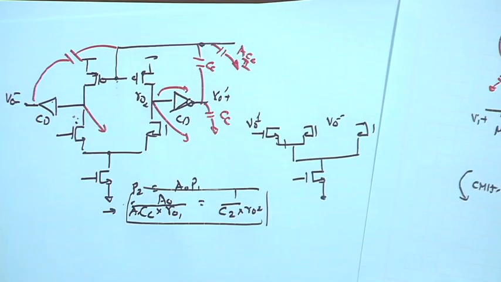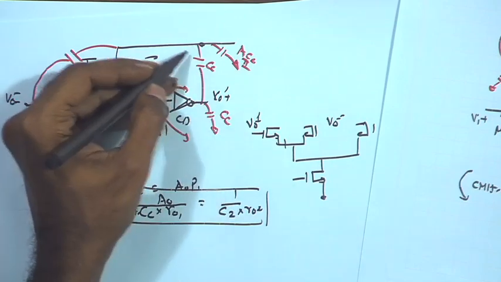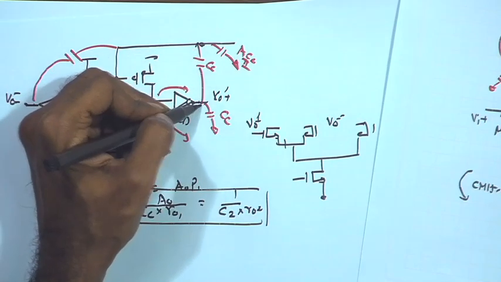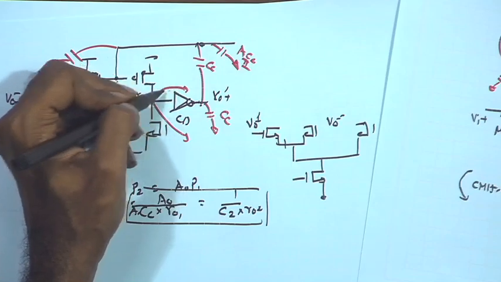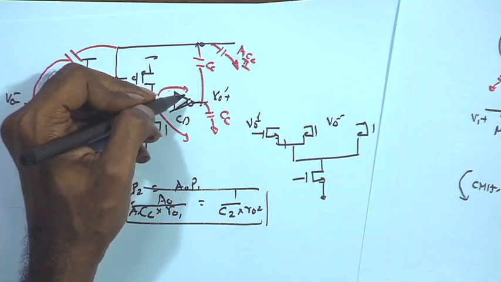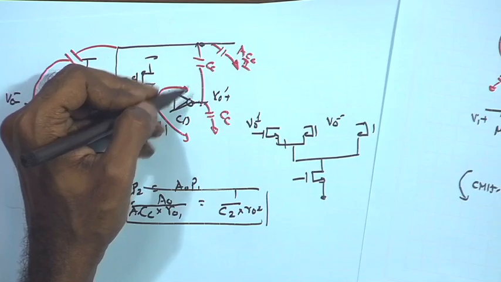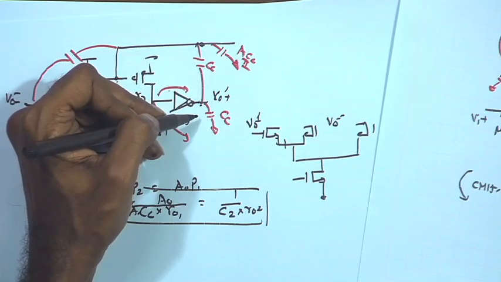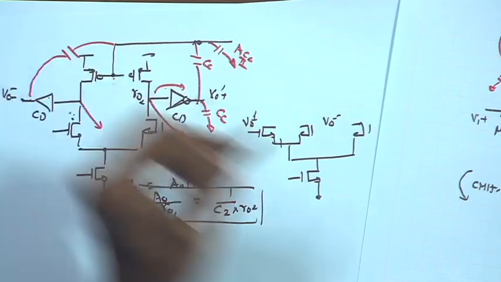Sir, how does Miller effect come after the common drain stage? The gain is the same, right? For Miller effect you need a gain from this point to this point. This is a close to unity gain common drain stage, so that does not degrade your gain too much. Therefore, the gain remains the same from this point to this point, whether you have a common drain or not.